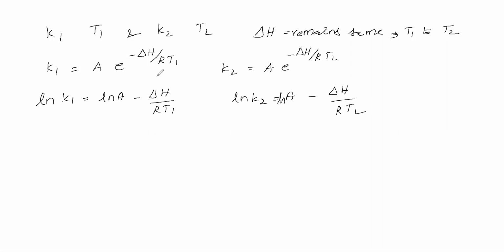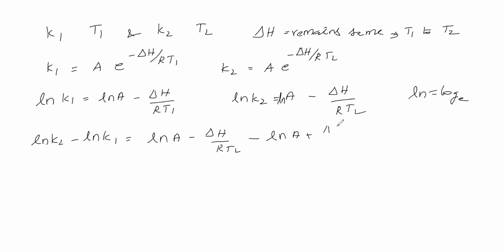Ln e is 1. Ln means natural logarithm, that is, logarithm to the base e, so ln e is 1 because the base is e. Now we take ln K2 minus ln K1, and substitute: ln A minus delta H by R T2 minus ln A plus delta H by R T1. Ln A cancels.